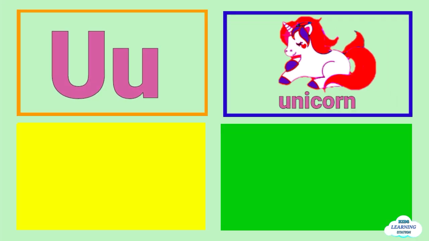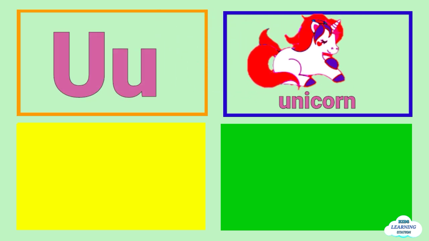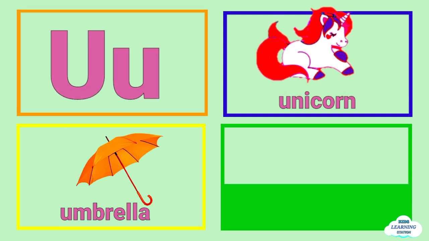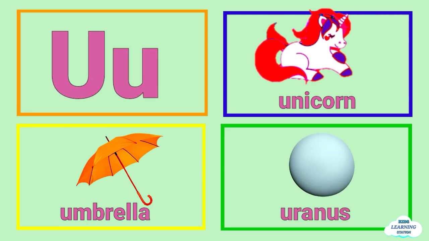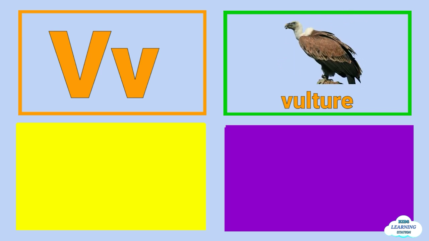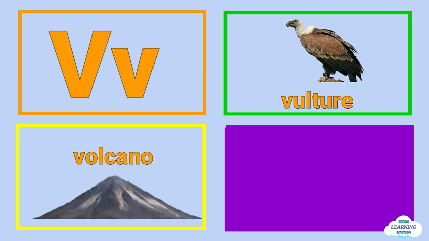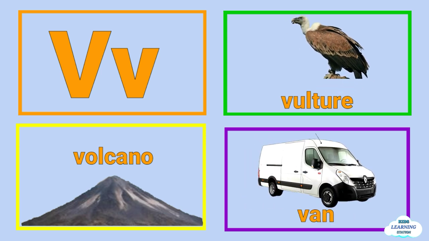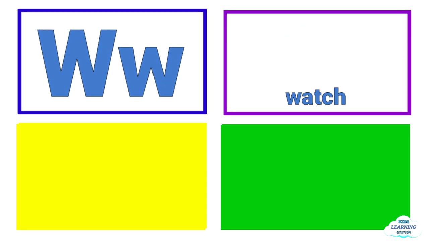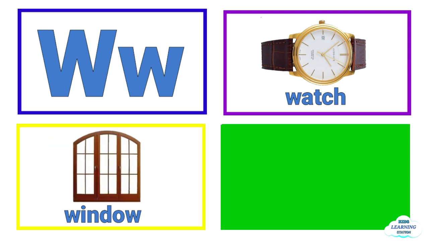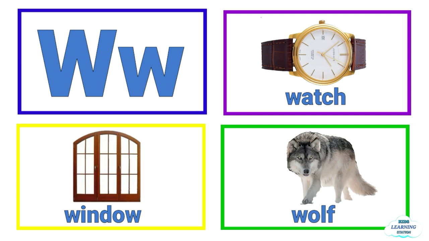U is for unicorn. Unicorn. U is for umbrella. Umbrella. U is for Uranus. Uranus. V is for vulture. Vulture. V is for volcano. Volcano. V is for van. Van. W is for watch. Watch. W is for window. Window. W is for wolf. Wolf.